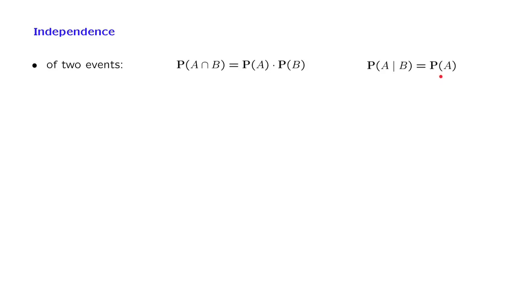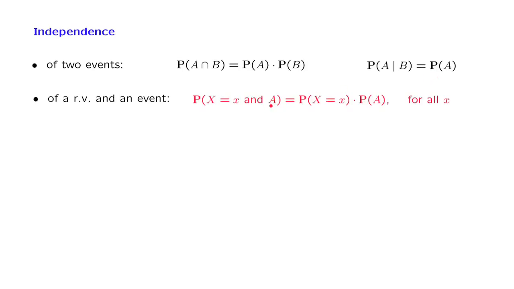We have a similar definition of independence of a random variable and an event A. The mathematical definition is that event A and the event that X takes on a specific value, these two events are independent in the ordinary sense. So the probability of both of these events happening is the product of their individual probabilities. But we require this to be true for all values of little x.